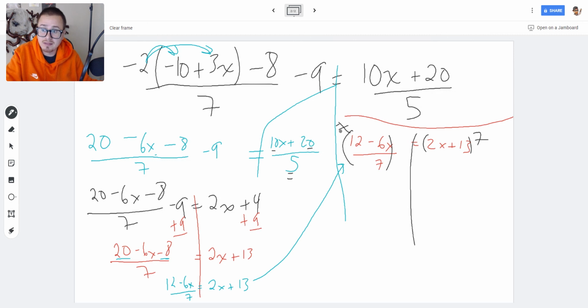So I'm multiplying by 7. That's a 7. It looks terrible. And when you multiply and divide by 7, it simplifies to 1.